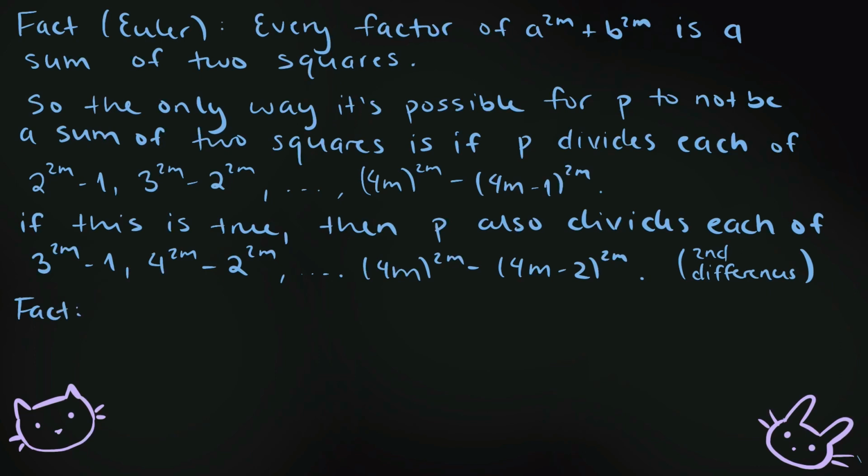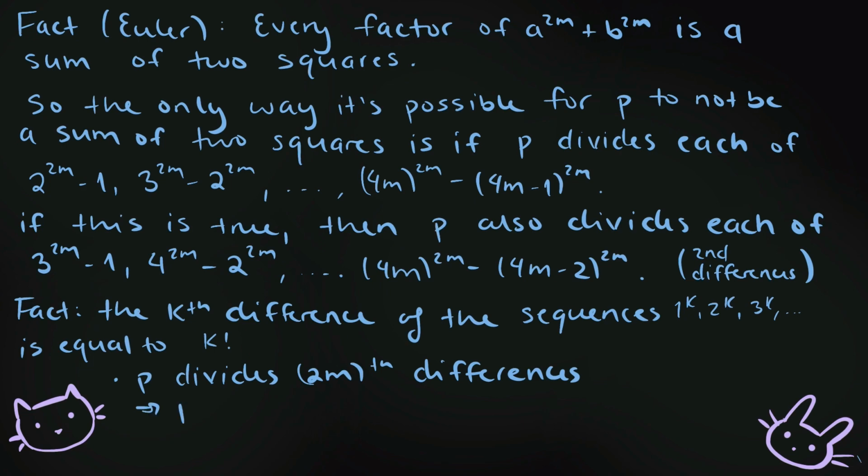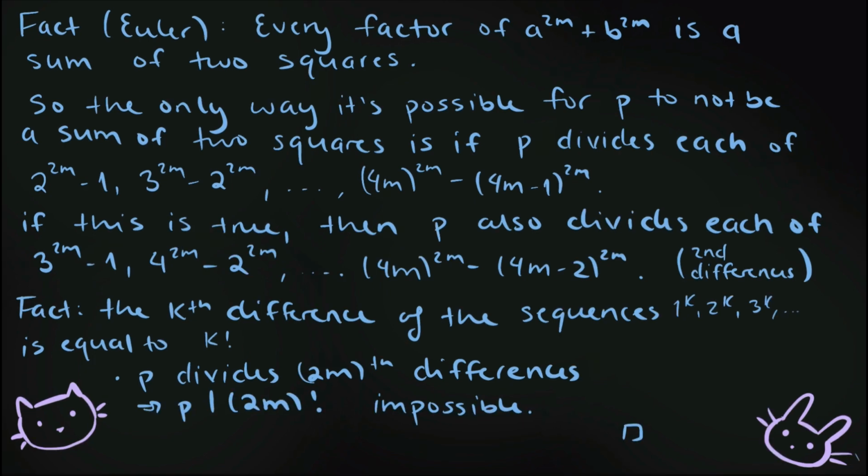And we know that the kth difference of the sequence 1 to the k, 2 to the k, 3 to the k, all of these are equal to k factorial. So if we do what we did above and get to the 2m'th differences, then p must divide 2m factorial. But that's not possible, so we get a contradiction, and we have proven our fact.